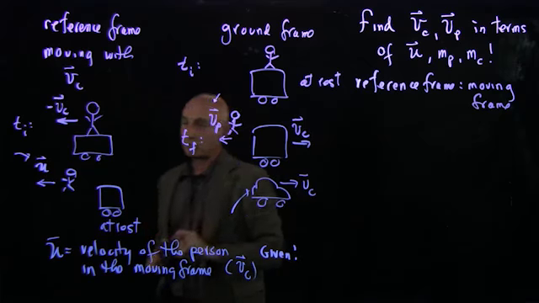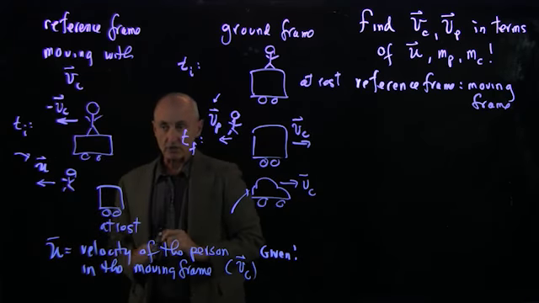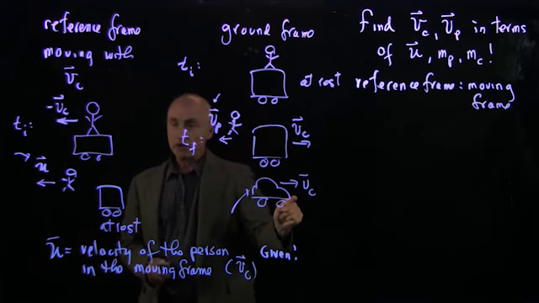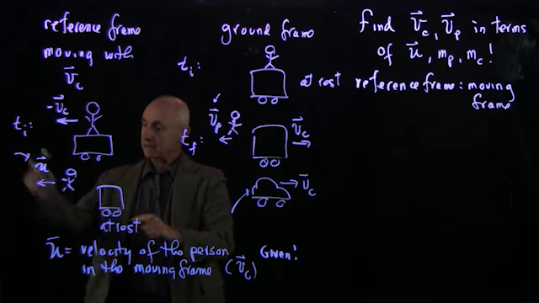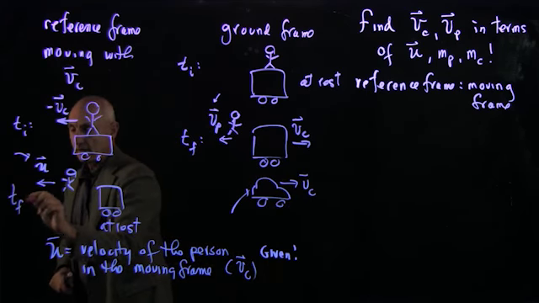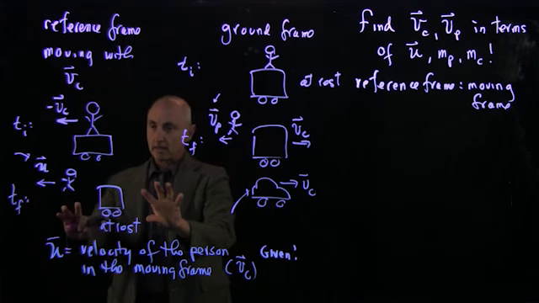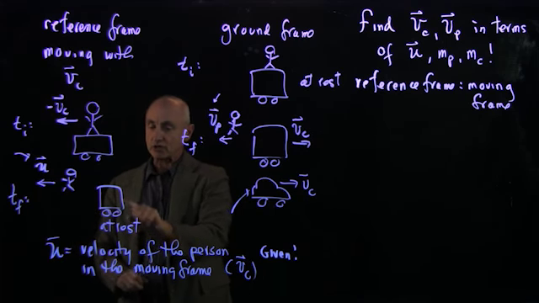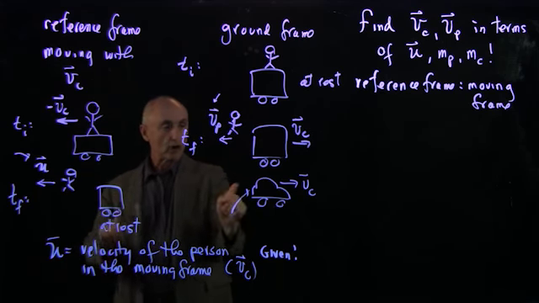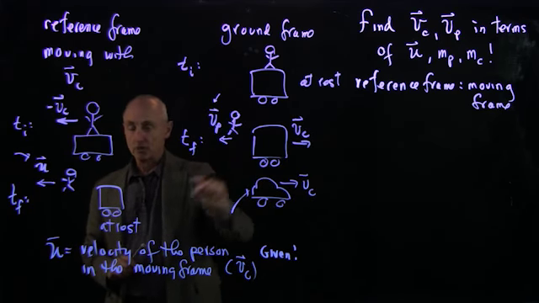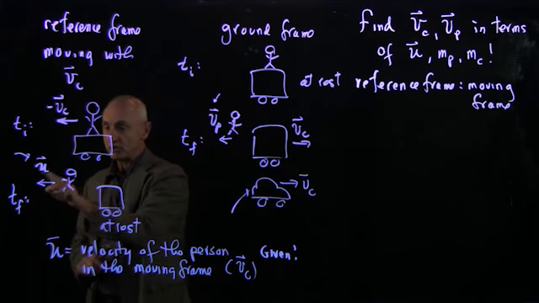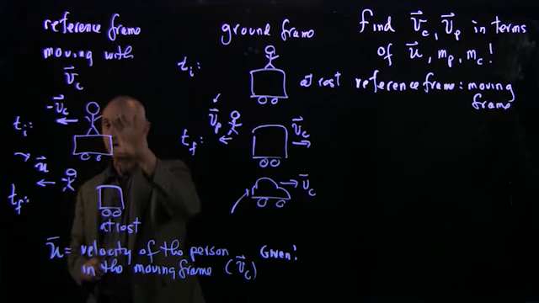So our pictures in the moving frame were actually much easier. Because the moving frame is traveling with the final speed of the cart, at the final interaction, after the interaction is done, in this moving frame, the cart is at rest. They're moving together. You're sitting in the cart. You're moving at the same speed. The person jumped off with speed u relative to the cart.